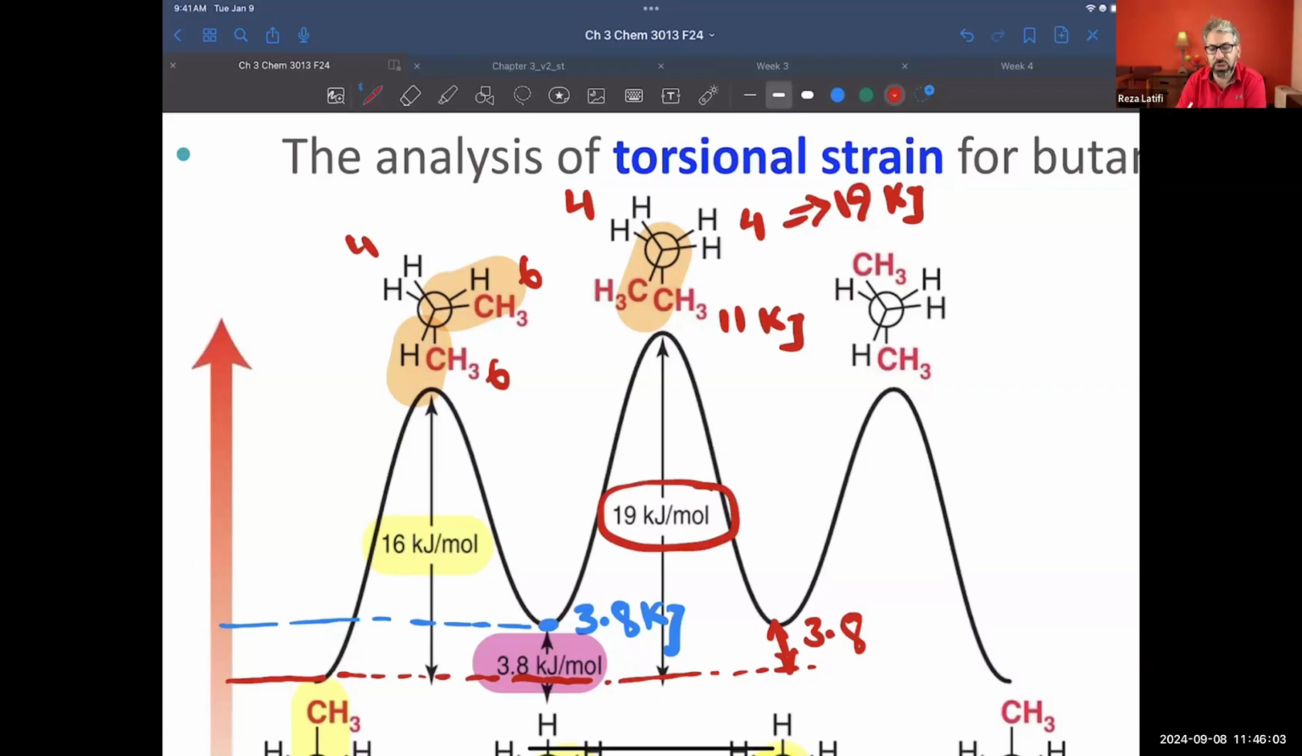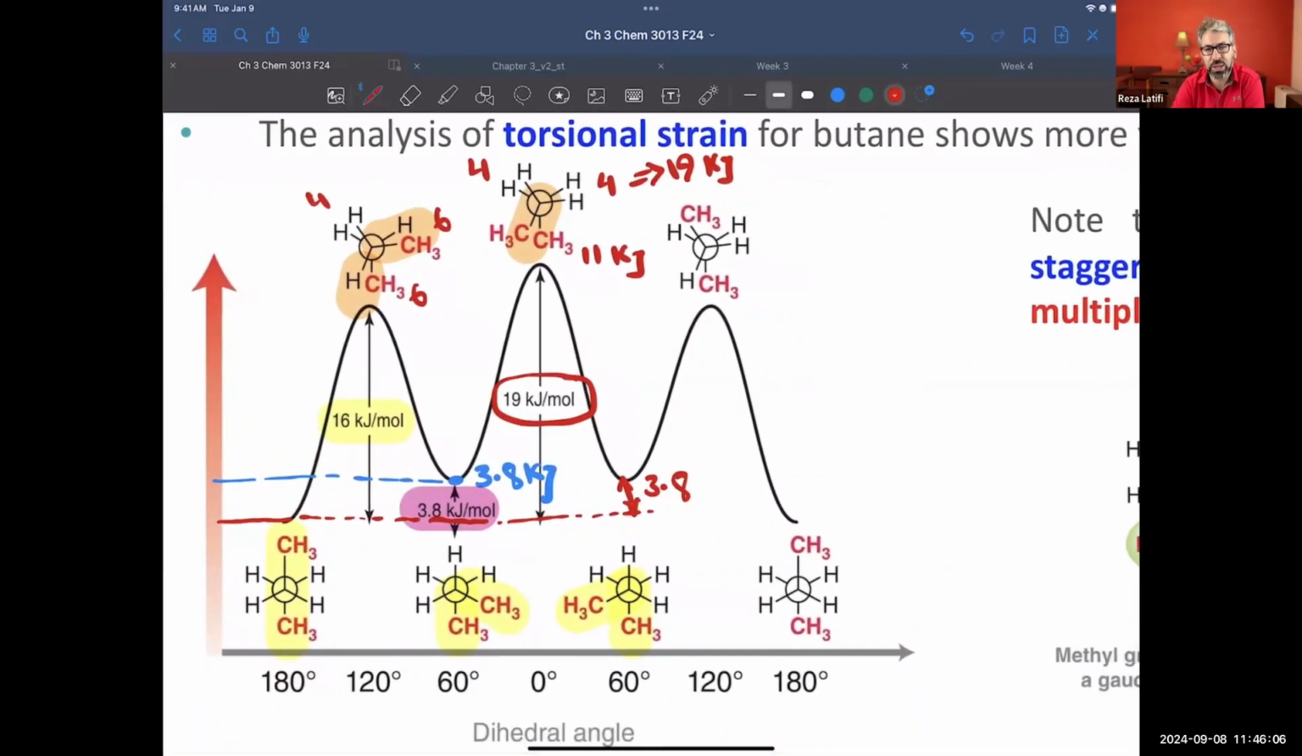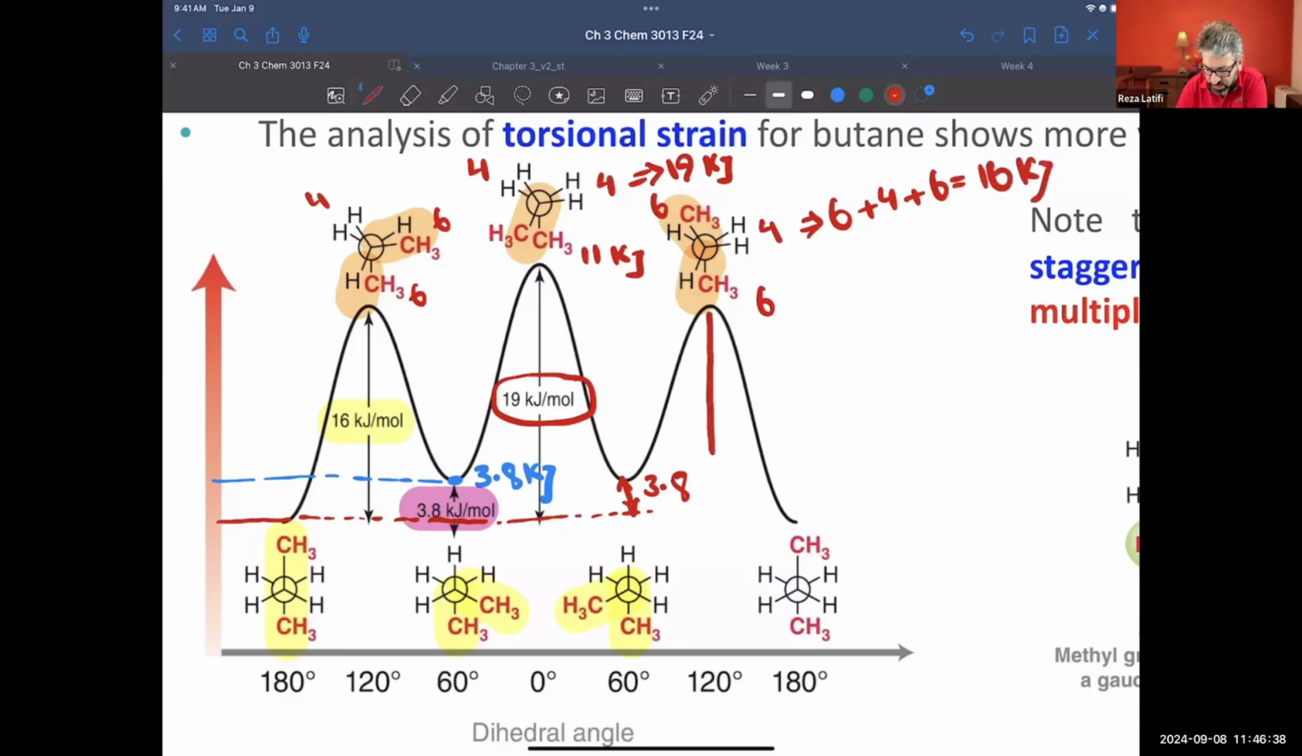Now if you rotate that one, very soon you will get another gauche structure, and if we keep rotating it, we get an eclipse structure that has a methyl facing a hydrogen, another methyl facing another hydrogen, and each one is going to cost you 6 kilojoule. Okay, 6 here, and that is 4. So 6 plus 4 plus 6, that's going to be 16 kilojoule. So expect this barrier to be 16 kilojoule, which is the same as the starting one. I should continue this one until here.